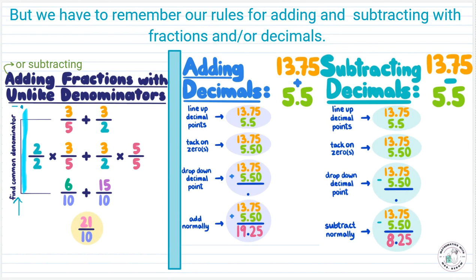The other thing we have to keep in mind, besides our rule for subtracting integers, is that when we add and subtract fractions, we need a common denominator. That's the biggest thing to remember when we add or subtract fractions. And when we add and subtract decimals, the biggest thing is that we make sure we line up our decimal point.